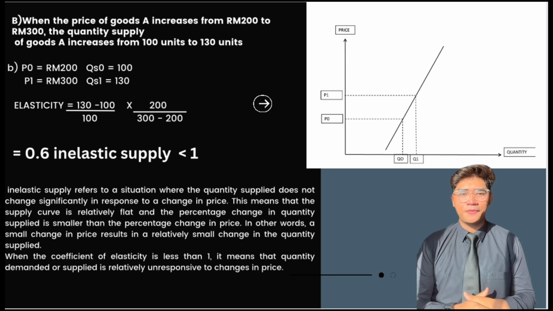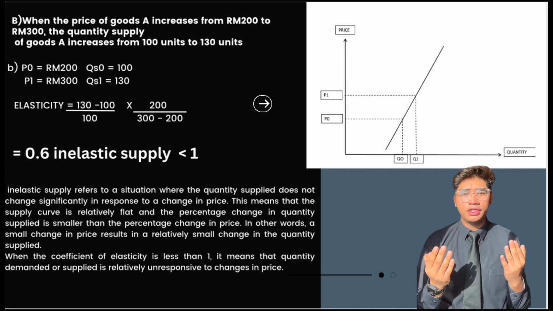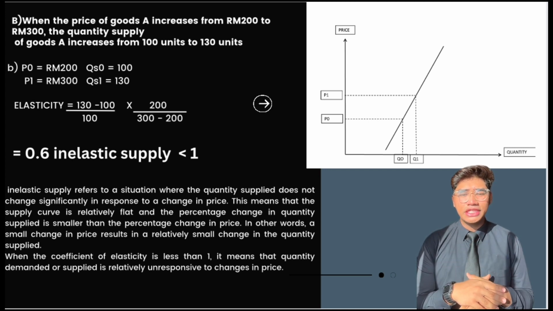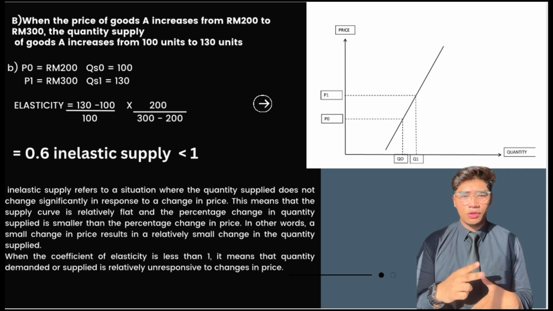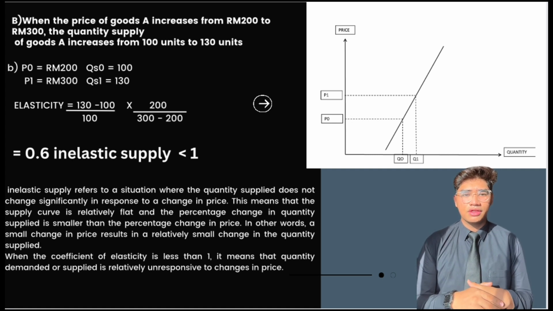Question B. When the price of good A increased from RM200 to RM300, the quantity supplied of good A increased from 100 units to 130 units. P0 equals RM200, Q0 equals 100 units. P1 equals RM300, Q1 equals 130 units. So for the formula, (130 minus 100) over 100 times 200 over (300 minus 200).